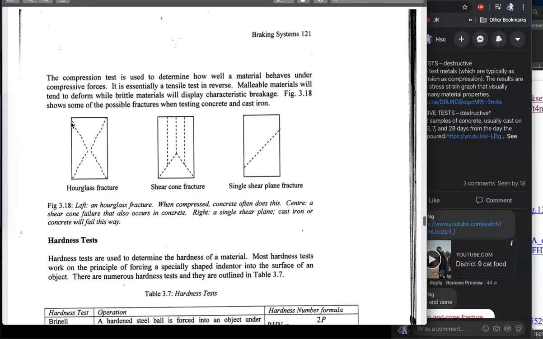It will typically fail in what we call an hourglass fracture. And that's what you should draw in an exam. In 2020, there was a question asking how concrete typically fails under compression. Hourglass fracture is what you want to write.